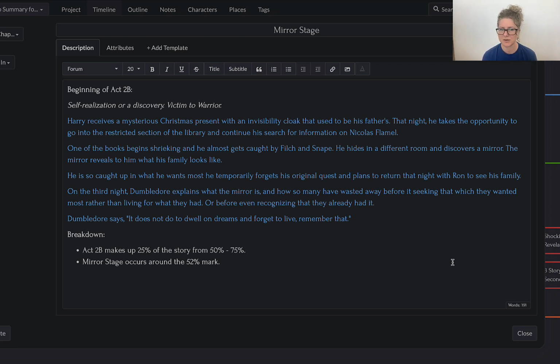Harry receives a mysterious Christmas present with an invisibility cloak that used to be his father's. That night, he takes the opportunity to go into the restricted section of the library and continue his search for information on Nicholas Flamel. But one of the books begins shrieking, and he almost gets caught by Filch and Snape, so he hides in a different room and discovers a mirror. The mirror reveals to him what his family looks like. He is so caught up in what he wants most, he temporarily forgets his original quest and plans to return that night with Ron to see his family.